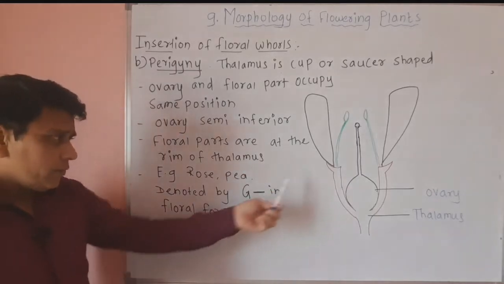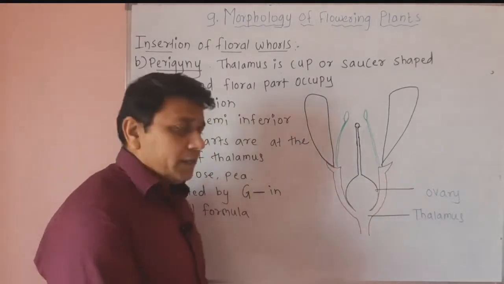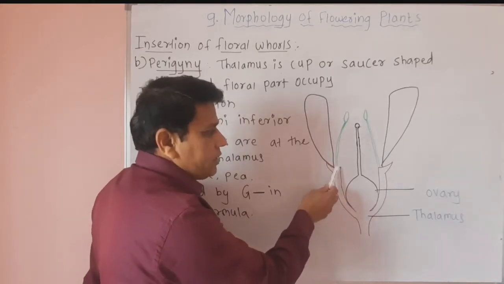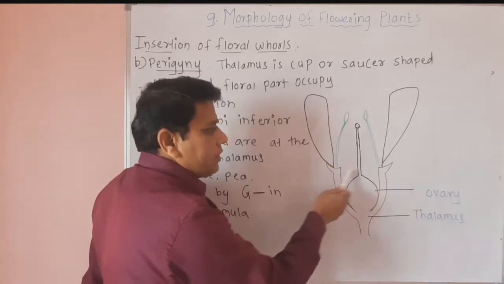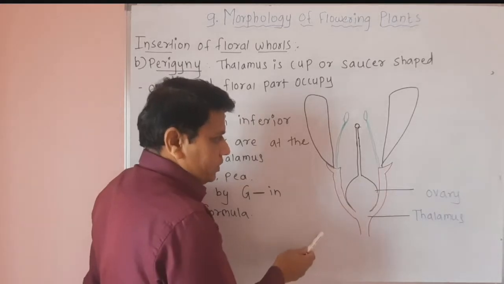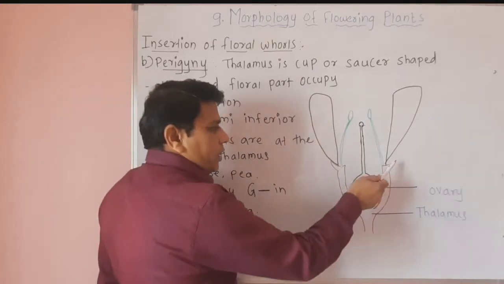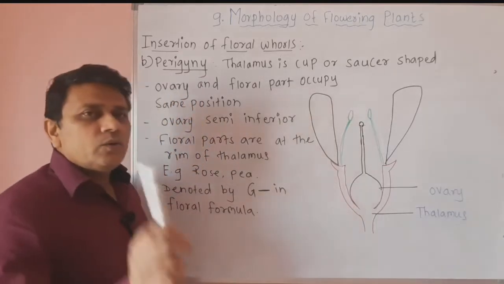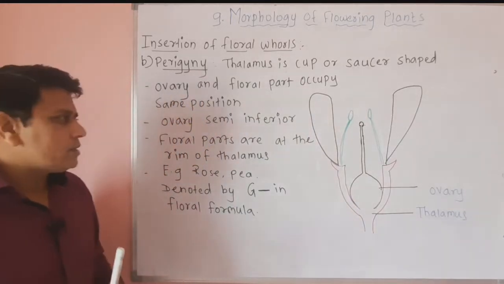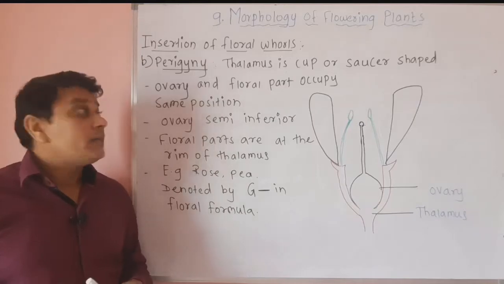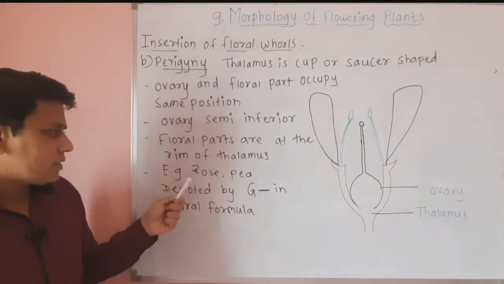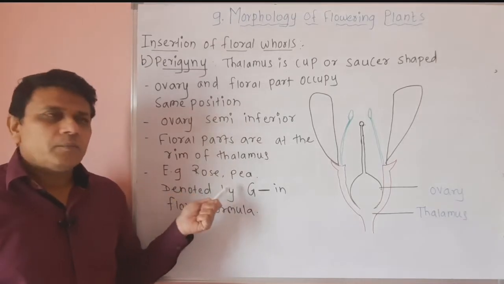Now, the floral parts are present. Here we can see this is a cup shaped thalamus and these floral parts are arranged on the rim of the thalamus and these are about the same position to that of the ovary of gynoecium. Hence, such flowers are called as perigynous flowers. An example of it is rose, pea.